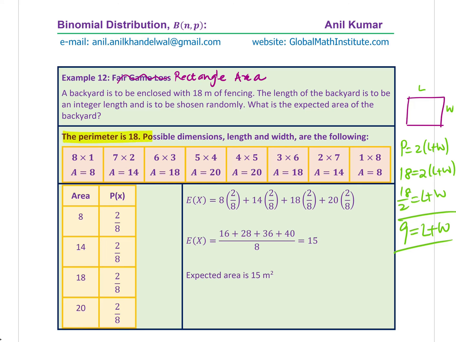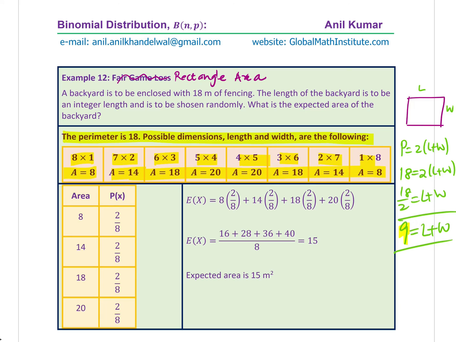So the perimeter is 18. Possible dimensions could be what? We know these are integer values, correct? So the numbers which will give you a sum of 9 are the possible dimensions of this rectangular backyard, right? So it could be 8 and 1, right? 7, 2, 6, 3, 5, 4, 4, 5, 3, 6, 2, 7, or 1, 8. All this, when you multiply them together, you get the area of this particular rectangular field.